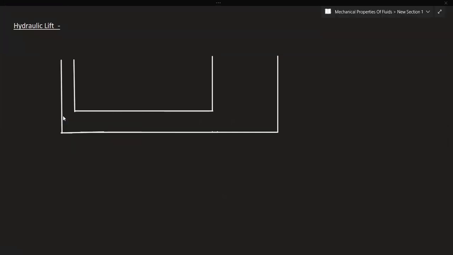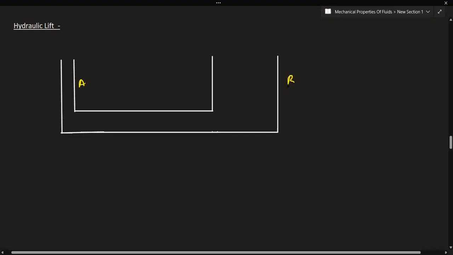See, hydraulic lift, a practical application of Pascal's law, is the hydraulic lift. Hydraulic lift is used to lift heavy weight. In the construction of it, it consists of two vertical cylinders. Let's say this one is A. Let's take this one as B, of different cross section areas. Let the cross section area of this A side be A1 and the cross section area of this B portion be A2.